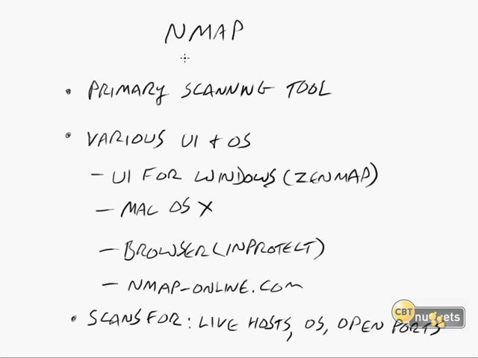So what is Nmap? Nmap is a network mapper, and this is the primary scanning tool that hackers will use, although there are, again, other good ones out there. There's various UIs available and various operating systems with which this is compatible. If you want to use the UI version for Windows, then you would use Zenmap, and you can get that from nmap.org. There's a download page there for all of these different ones.